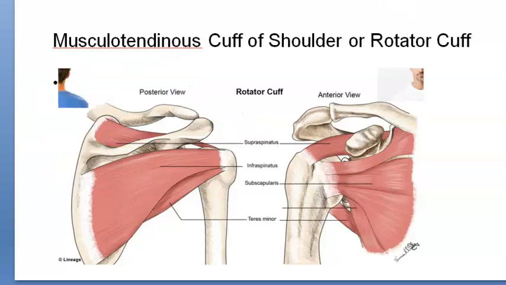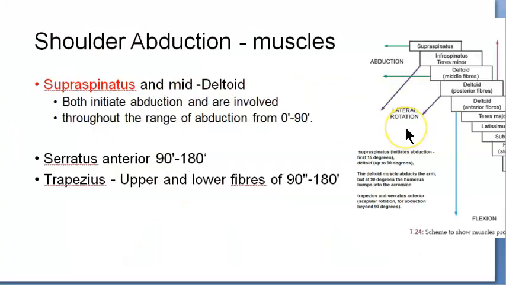Very good. Now, if somebody asks you why the pain occurs only in the mid-range, you will say because the supraspinatus helps from 0 to 90° along with the mid-deltoid. That is why it is going to pain. Beyond that, other muscles will take care. Hence, the person is not affected when he raises beyond that. You understood, guys, what you have to write in the exam, right?